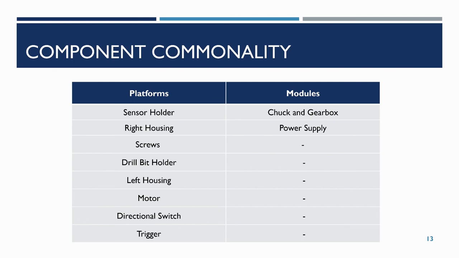Here is our component commonality table. The chuck, gearbox, and power supply will be different for the primary and secondary customer groups, and the rest of the components listed under the platforms column are shared for both customer groups.